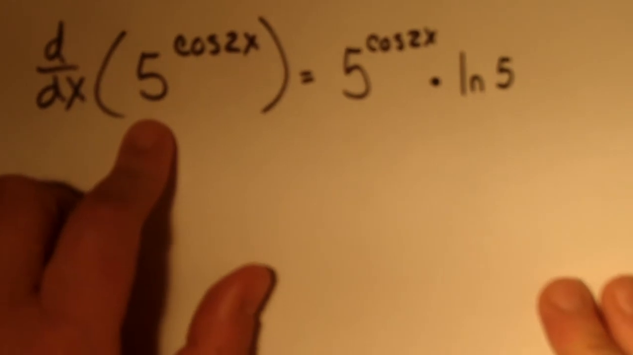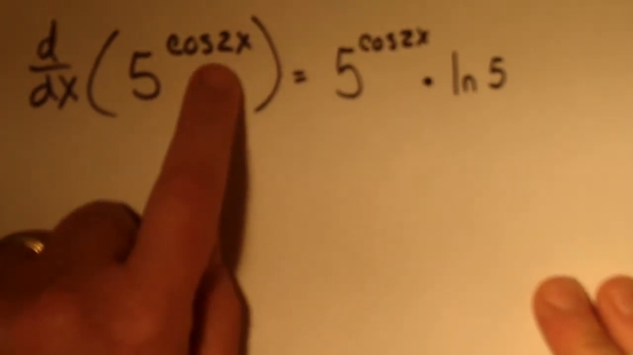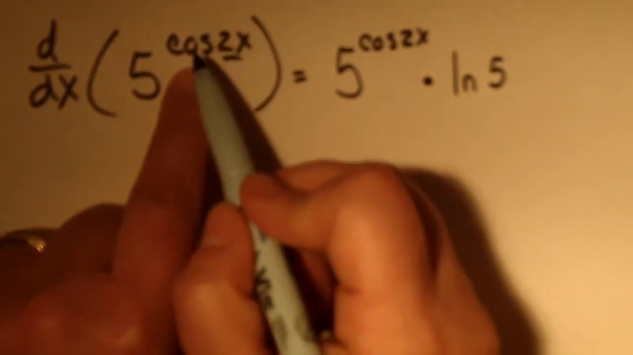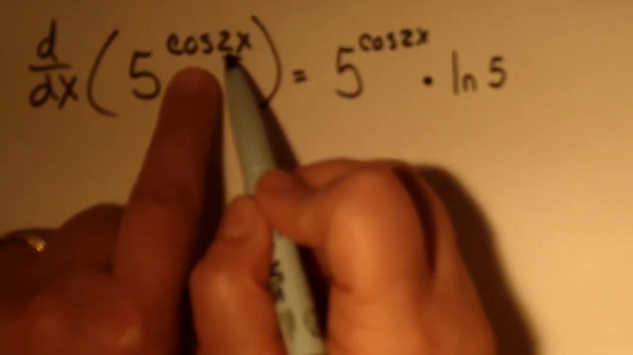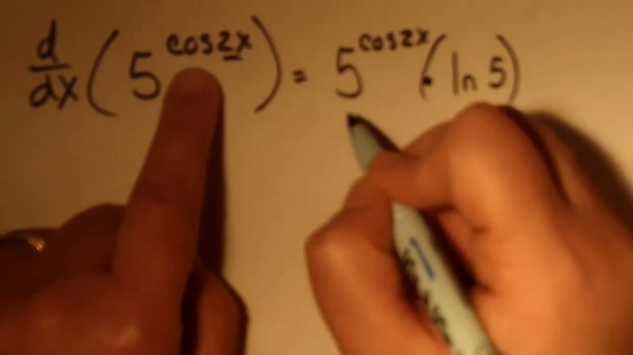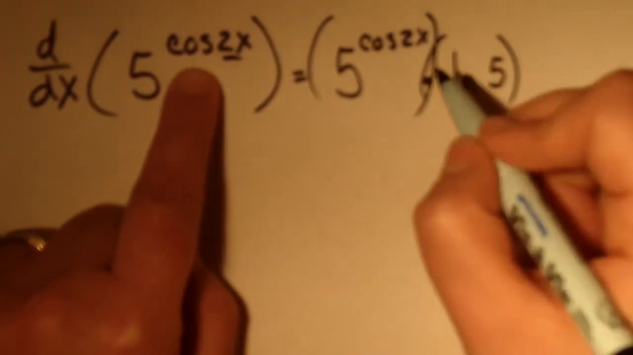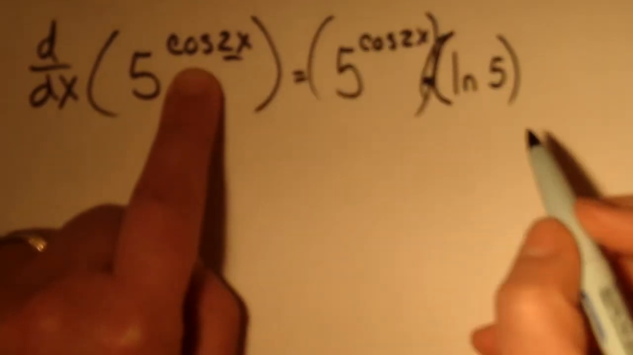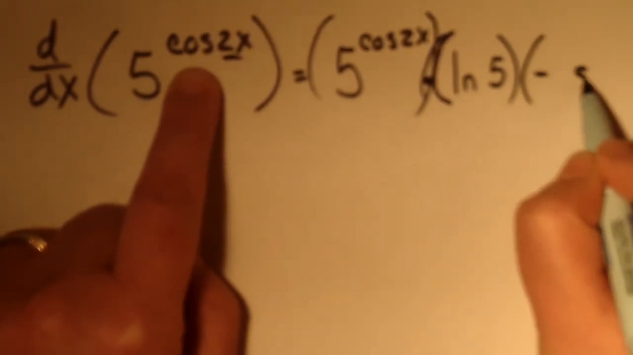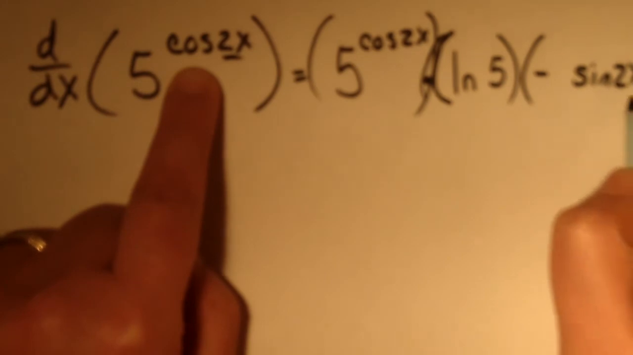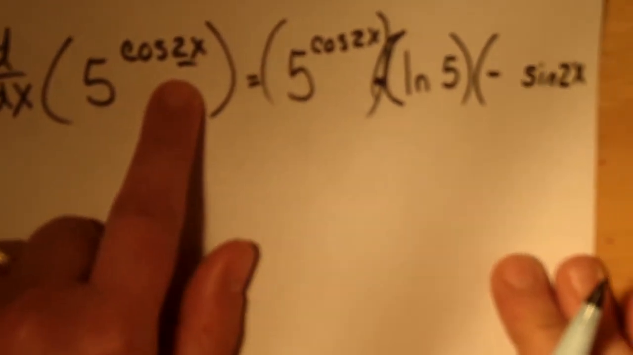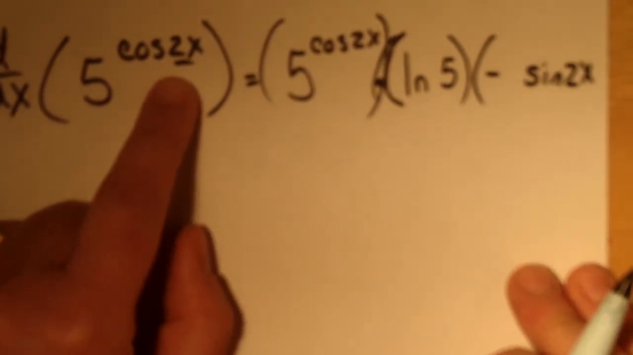I purposely picked something I think people need a little review on in Calc 1. Remember, this itself requires the chain rule. Cosine is my outer function, 2x is my inner function. So the derivative of cosine, let me put these all in parentheses, is negative sine. So I get negative sine 2x, but then I have to do times the derivative of the inner function, which would leave me with times 2.